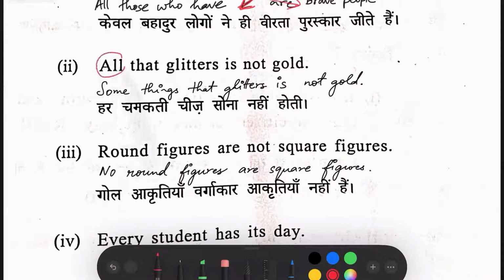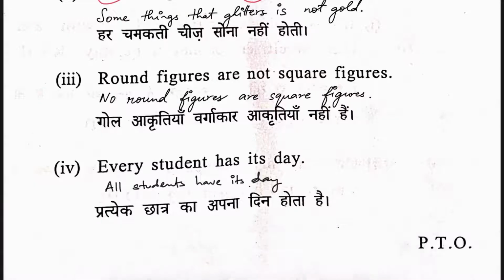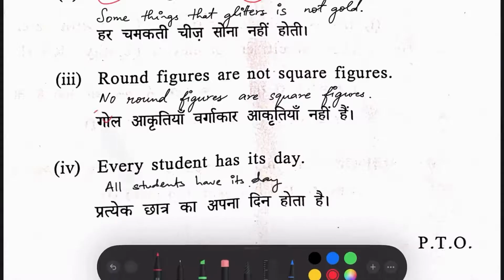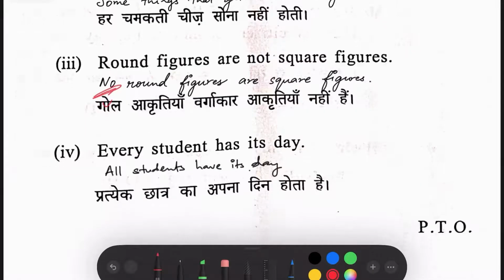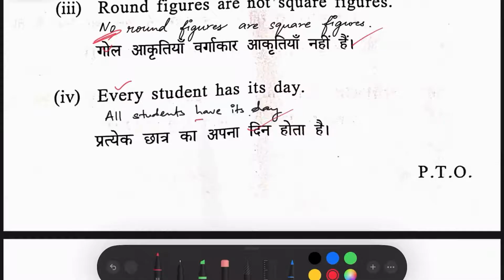Next one: whenever 'all' and 'not' come together, that will be changed into an O proposition. All that glitters is not gold. So some things that glitter are not gold. Round figures are not square things. So again this applies everywhere. So this one will be an E proposition. No round figures are square figures. Every means each and every one. So all students have their day.